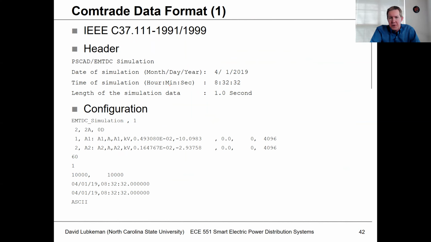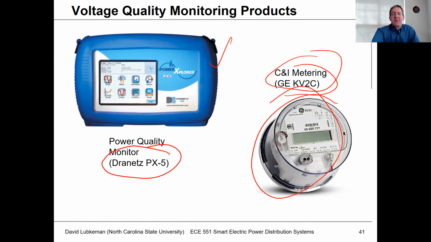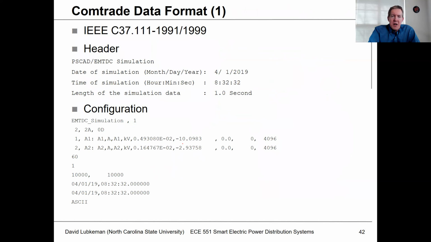One other thing I want to mention is that when you have a device capture this information, they all have their own proprietary data storage formats. But a lot of times you can dump this into a standard waveform file that's referred to as a Comtrade data format. The IEEE standard for this is C37.111. It specifies a standard for capturing power quality information where you can exchange it between different entities. And so this will have a header file.